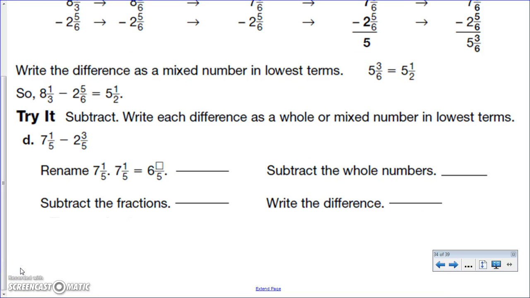So for the try it here, we're going to subtract and write each difference as a whole or mixed number in lowest terms. So for problem D, we have 7 and 1/5 minus 2 and 3/5. So the first thing we check is that the fractions have a common denominator, which they do, so we don't have to change either one for that. However, we can't take 3/5 away from 1/5, so we have to rename 7 and 1/5. So we're going to take 1 whole away from the 7, and that whole becomes 5/5. We add it to the 1/5, so we're going to get 6 and 6/5 as our renamed mixed number.